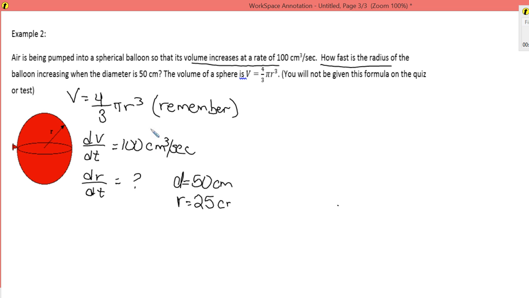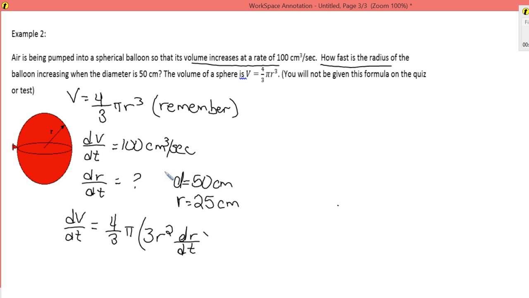Okay? So we're trying to find dr/dt. We're given dV/dt and this formula. So what I want to do with this formula is take the derivative of it. Taking the derivative of V gives me dV/dt equals, now remember 4/3 pi is a constant, so I can pull that out, and I'm going to take the derivative of r cubed. Using the power rule, I know that the derivative of r cubed is 3r squared. Using the chain rule, or implicit differentiation, I know that the derivative of the radius with respect to time is dr/dt.